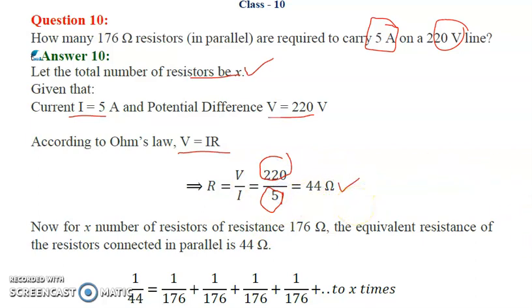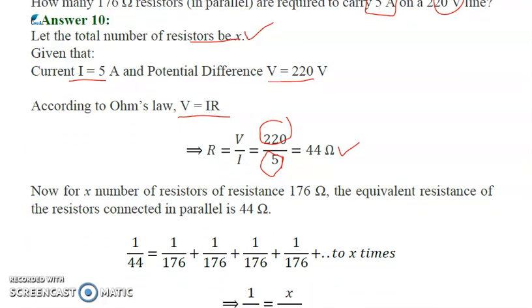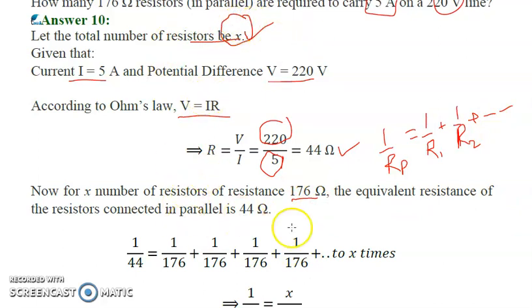If the resistors that are to be used are having the resistance of 176 ohms and they are to be connected in parallel, of course, then the formula for parallel combinations we already know. 1 upon Rp is equal to 1 upon R1 plus 1 upon R2. In this way we can write as many as you want. So in this way we will proceed, 1 upon R3 and so on. So we have tried to calculate the number of resistances to be X. 176 ohm, X resistances need to be calculated, and final resistance is 44 ohm.